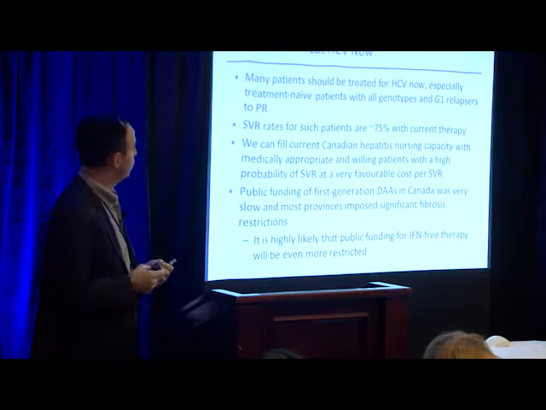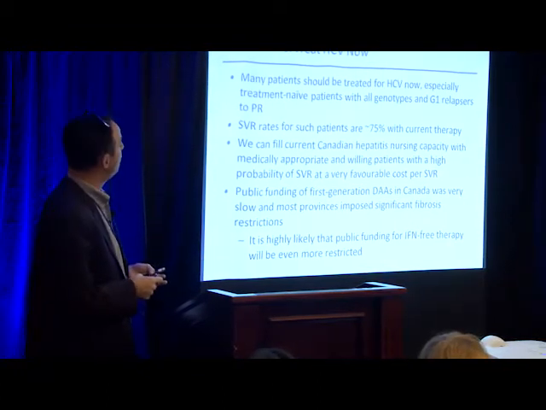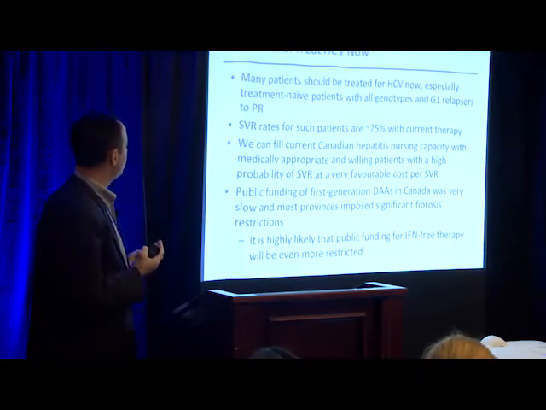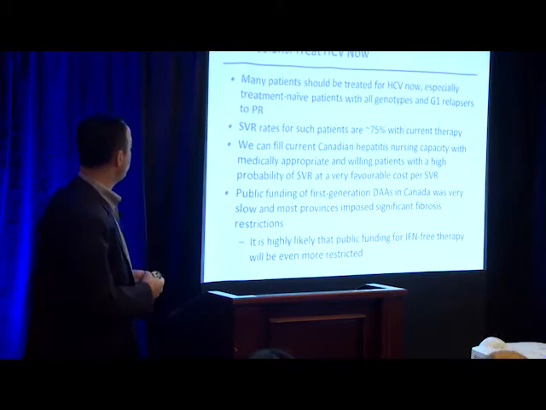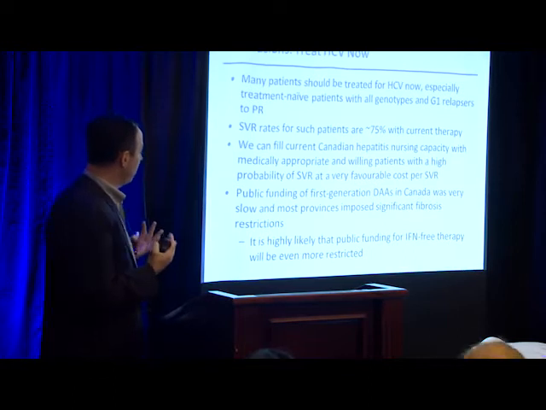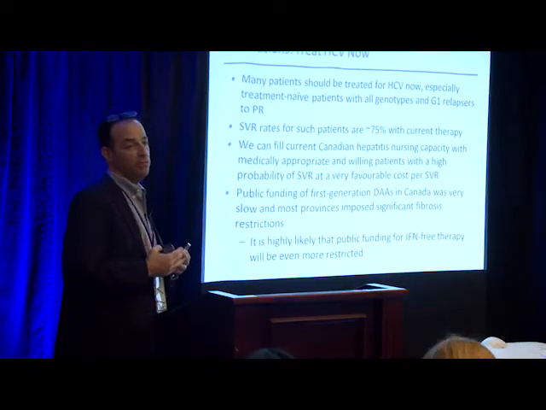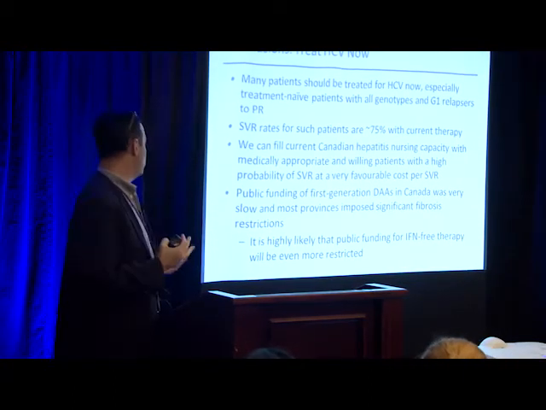So many patients should be treated now, especially treatment-naive patients of all genotypes and genotype 1 relapsers. The SVR rates are in the order of 75% for these patients. We can fill the Canadian hepatitis nursing capacity for quite a long time doing this.